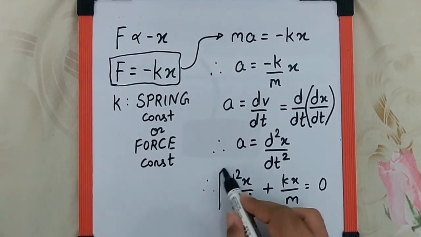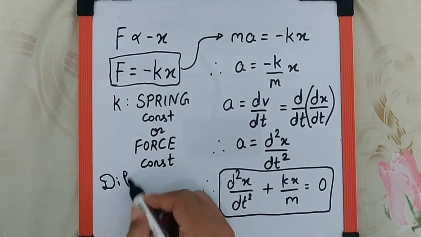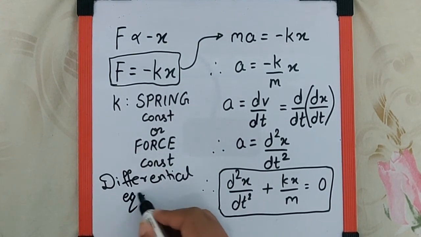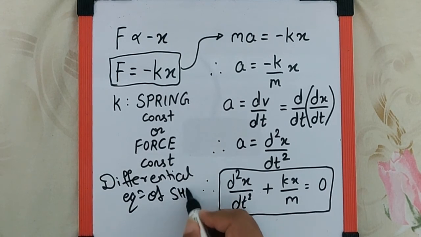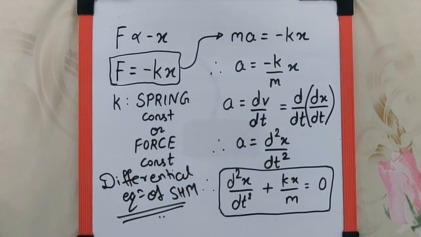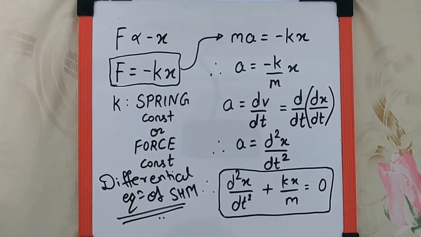This equation, what you can see over here, is called the differential equation of SHM, which means if in any question they ask whether a given equation is an SHM or not, this is the equation which will help you to prove whether the given equation is SHM or not. Which means if that particular equation satisfies this condition, only then we can say that equation is SHM.